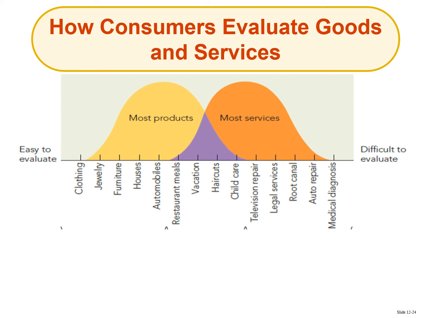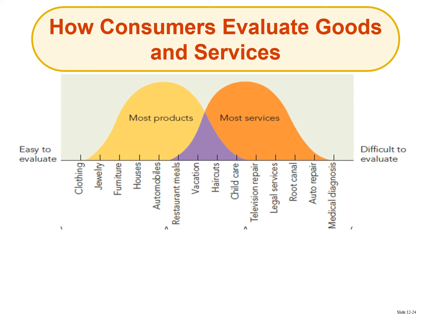Now, what we're going to talk about here is how do consumers evaluate goods and services? On the left hand side, we can see easy to evaluate. On the right hand side, we can see difficult to evaluate. So it goes from easy to evaluate to difficult to evaluate, and you can see easy to evaluate are most products and difficult to evaluate are most services. And then you have something in between.